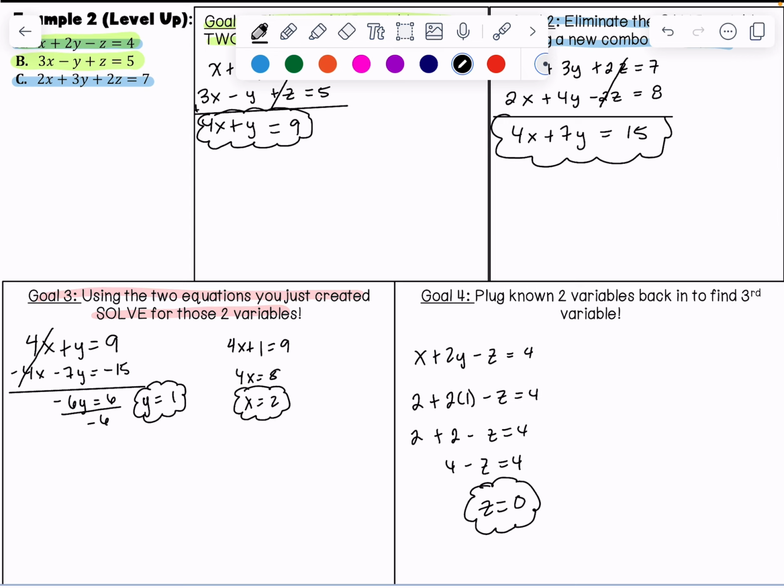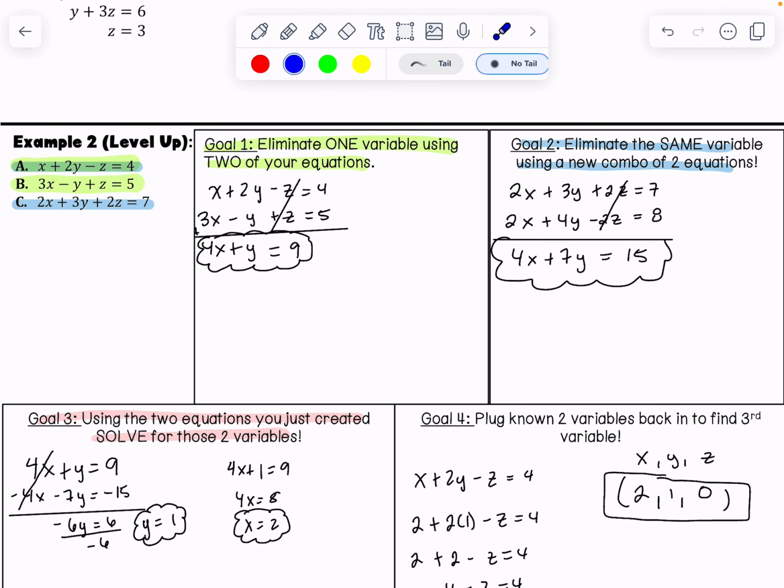And then there you have it. The last step is, depending on what you're looking at, I like to write these as an ordered triple. So in the x, comma, y, comma, z format, that really shows what this would look like if we were graphing these. So my x value is 2, my y value is 1, my z value is 0. So this would be my final answer here.